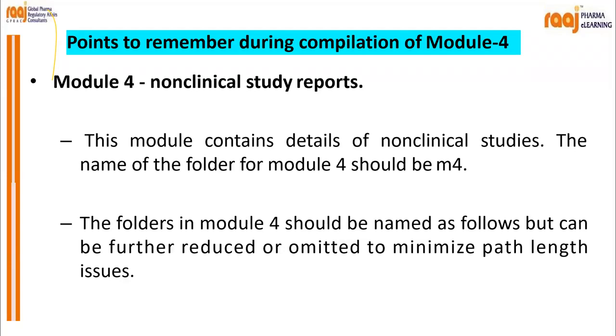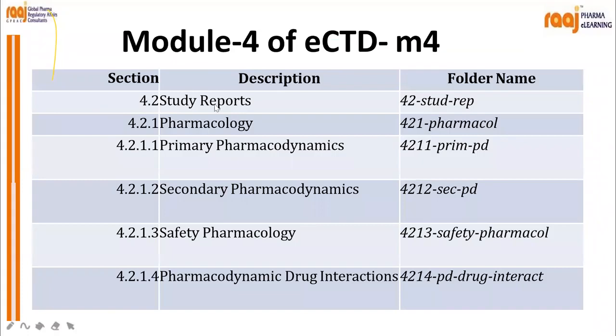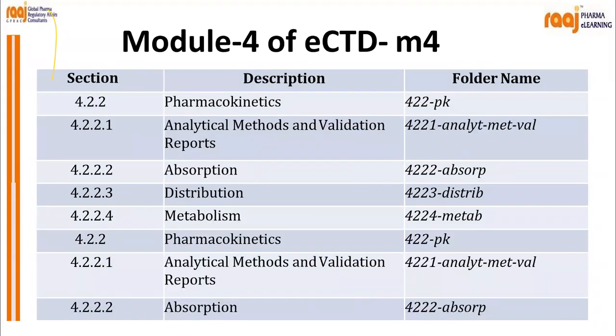So Module 4 always talks about the non-clinical summaries and the data about the pharmacology and toxicological data, and it is organized like this: 4.2, then 4.2.1 is again pharmacology, primary pharmacodynamics, secondary pharmacodynamics, safety pharmacology, pharmacodynamic drug interactions, and so on. You can see how it is divided and subdivided further into small ADME, like absorption, distribution, metabolism.